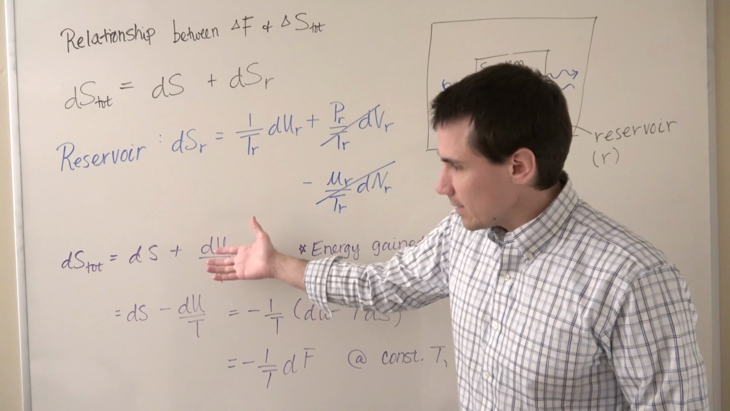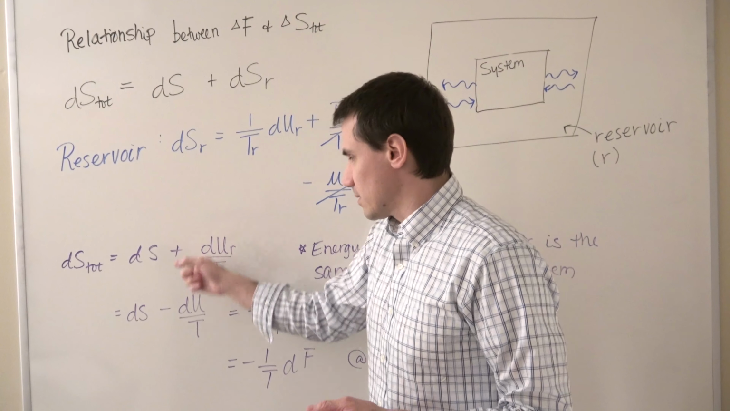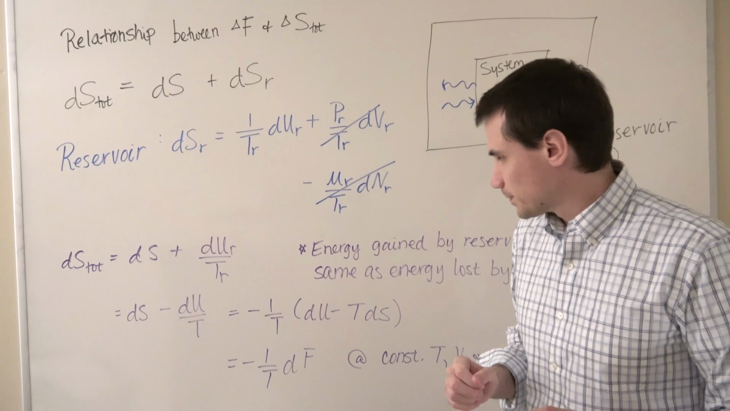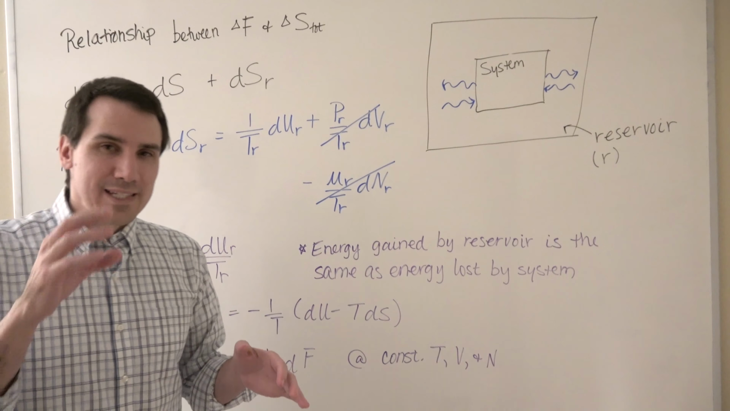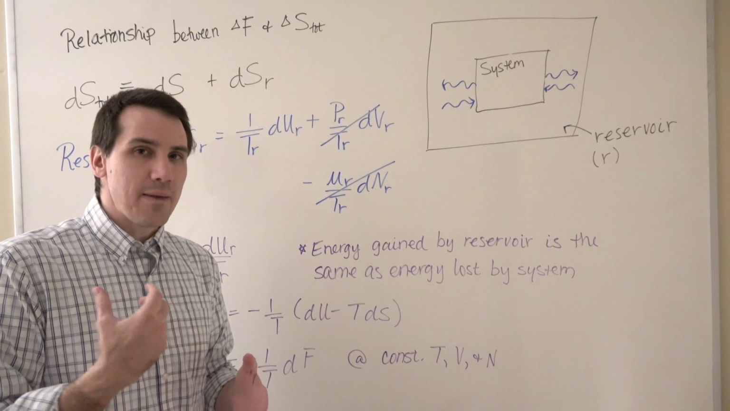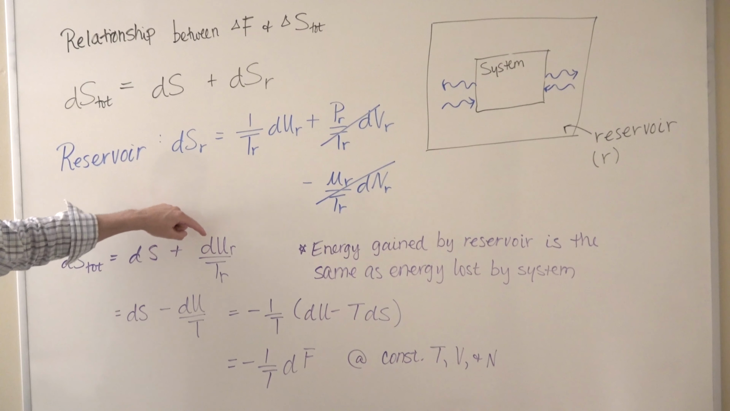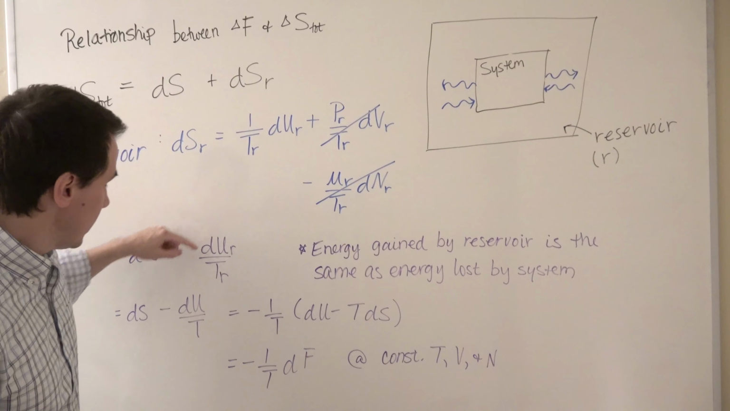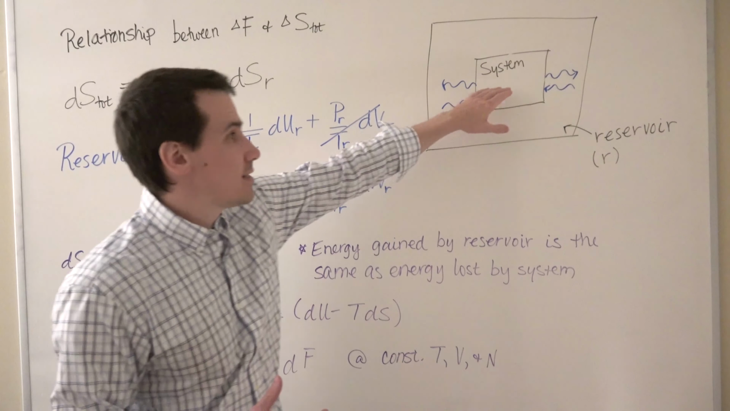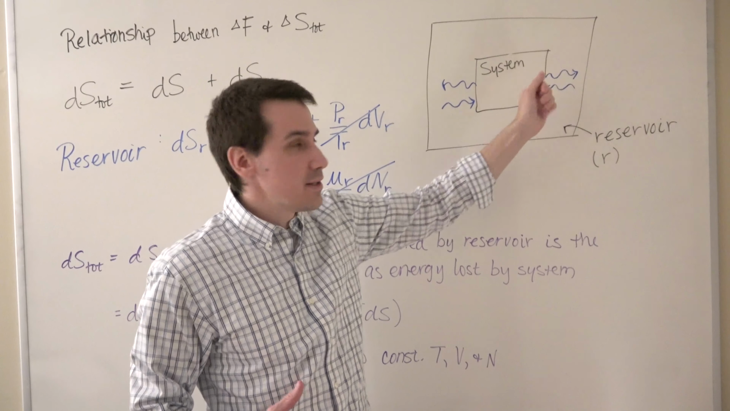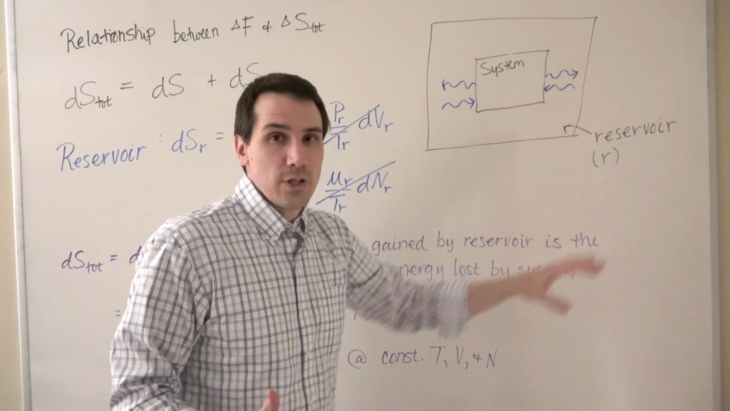Okay, so plugging that in here, we see that the change in the total entropy is equal to the change in entropy of the system plus this factor here. Now, the useful thing to note is that energy that is gained by the reservoir is the same as the energy that is lost by the system, right? So that means that dU for the reservoir equals negative dU for the system. If my system gives a little energy to the reservoir, the system loses dU of energy, the reservoir gains dU of energy.